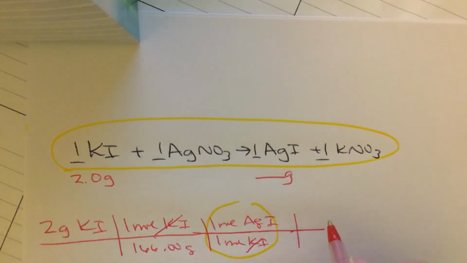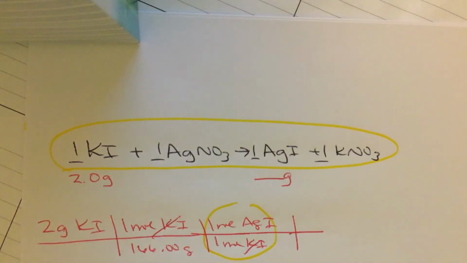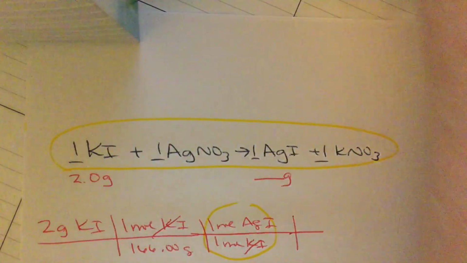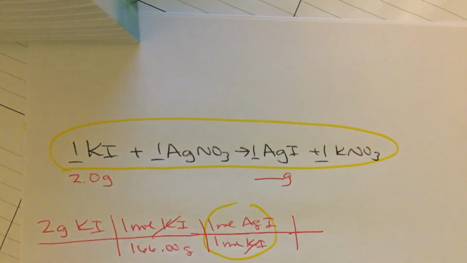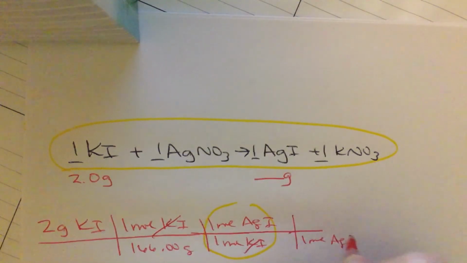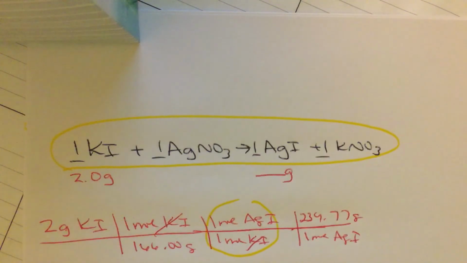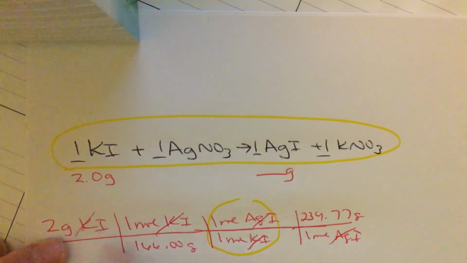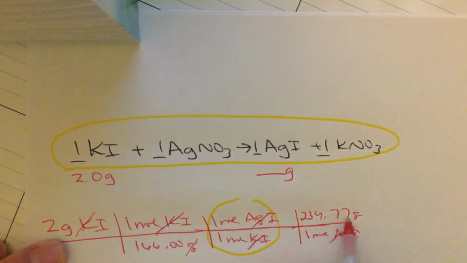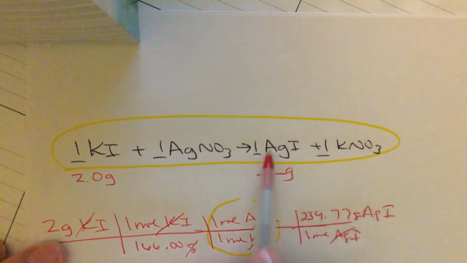And I know that 1 mole of AgI is equivalent to silver's mass. Sorry, guys. Oh, there we are. Yeah, it was 107.87 plus 126.9. So 1 mole of silver iodide is equivalent to 234.77 grams. Okay, and everything cancels out. Grams, grams, moles, moles, moles, moles. I'm left with grams of silver iodide, and that's what I'm looking for.